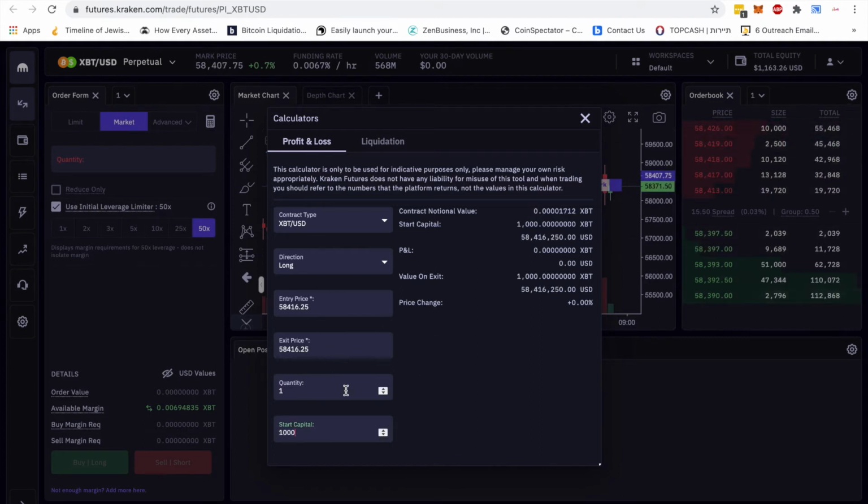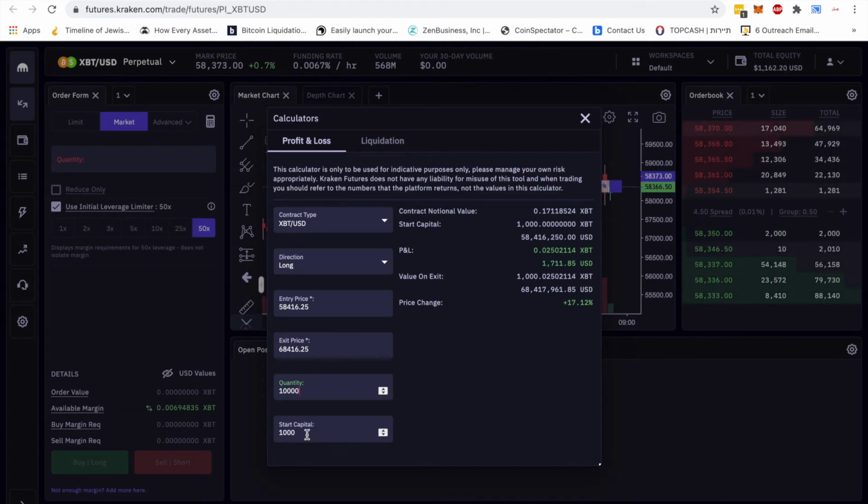One of the most amazing things that I love about Kraken is the calculator. You can literally have a simulation of what happens if you were to open a futures trade now. For example, right now Bitcoin is 58,416 and you're exiting, let's say, at 68,000. It will show you how much money you will make. In this case, I put a quantity that starts at, let's say, $10,000.